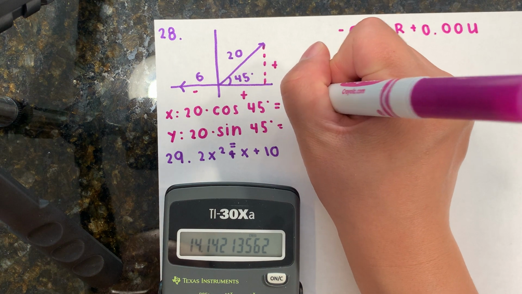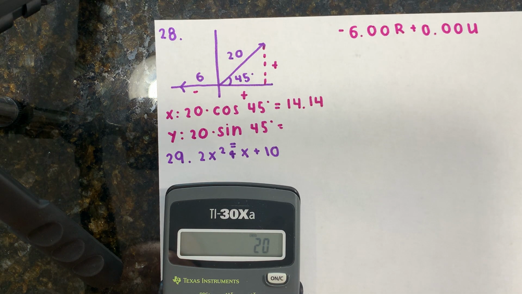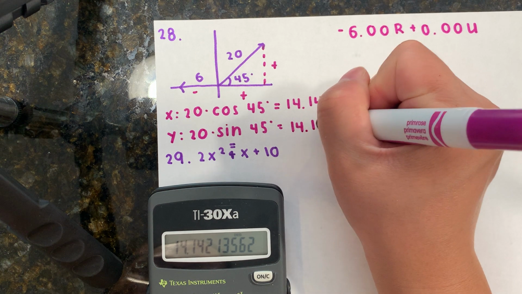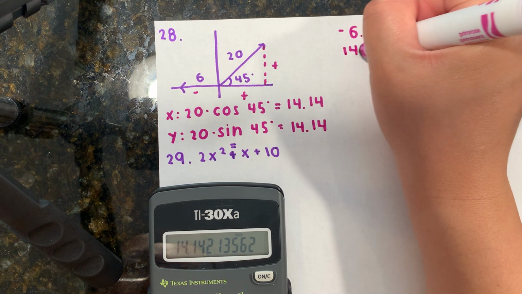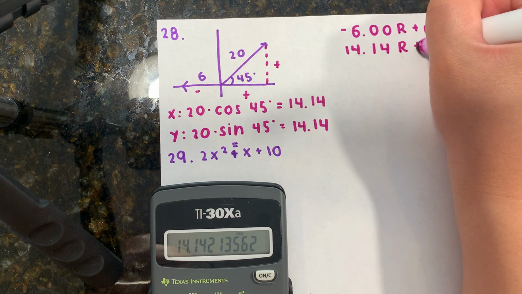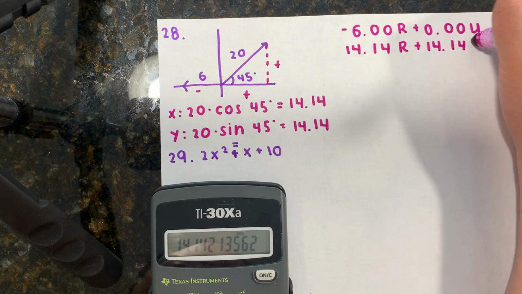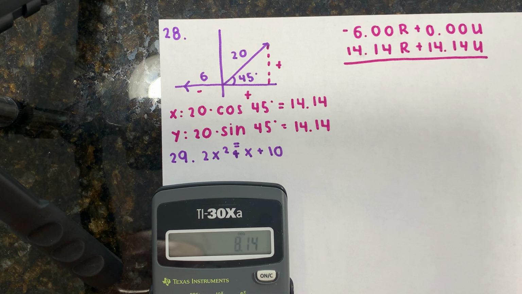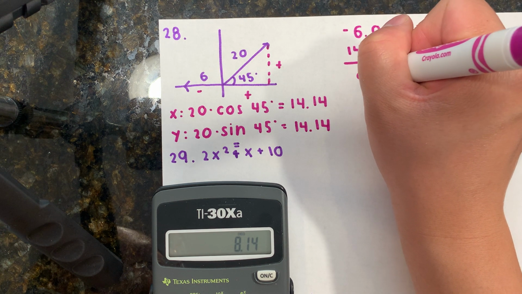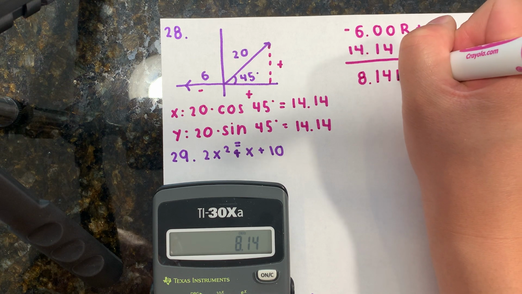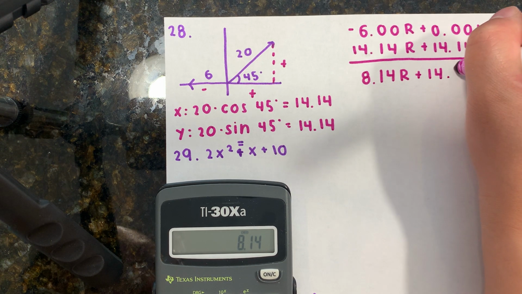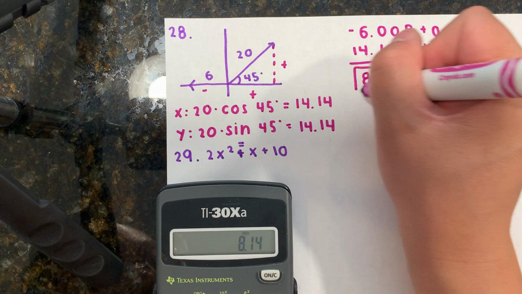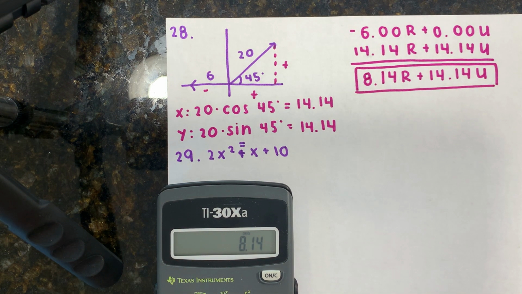That's going to give me 14.14. Then 20 times sine 45 equals, and that's the same thing. They are both going to be positive, like I said, so that's going to be 14.14r plus 14.14u. For the first one, when you subtract 6 from it, you get 8.14r, and then plus 14.14u. And that's your result for number 28.